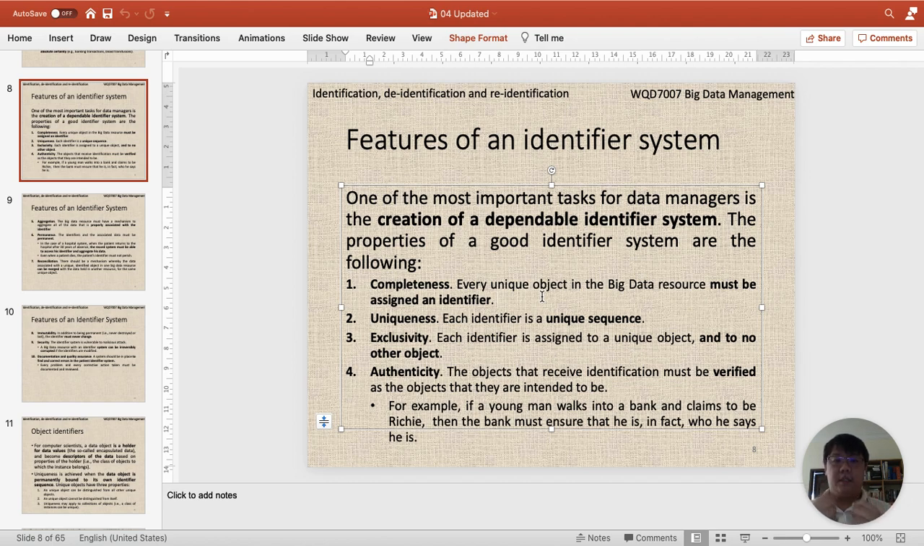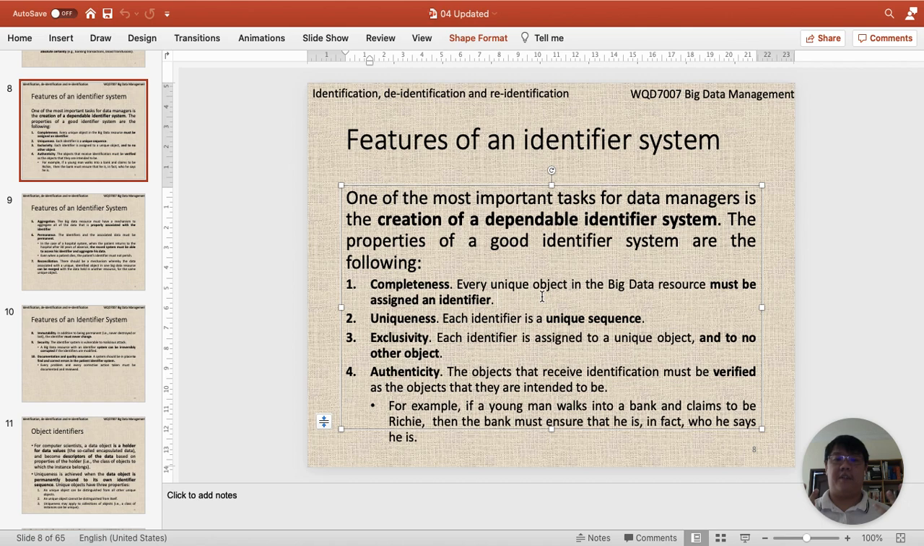And uniqueness: the identifier is a unique sequence. You don't have a repeated sequence over here. Exclusivity: each identifier is assigned to a unique object and to no other object. One identifier to one object, okay? And one object is also assigned one identifier, a one-to-one relationship. You don't really have one-to-many at any point of time. And then authenticity: you want to make sure that the data is verifiable by the objects that they're intended to be.